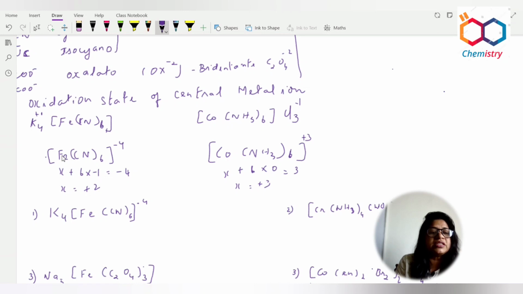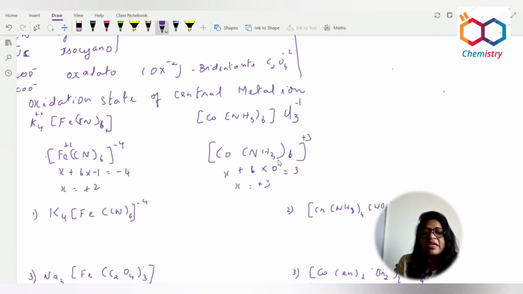Now we are going to find the oxidation state of Fe. So we put x plus 6 times CN, which is minus 1, equal to minus 4. Minus 4 is the charge of the coordination entity. So x is equal to plus 2. So the charge of Fe is plus 2.